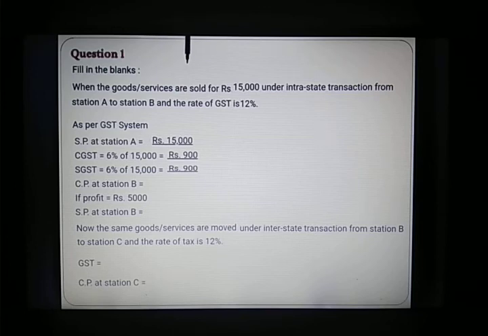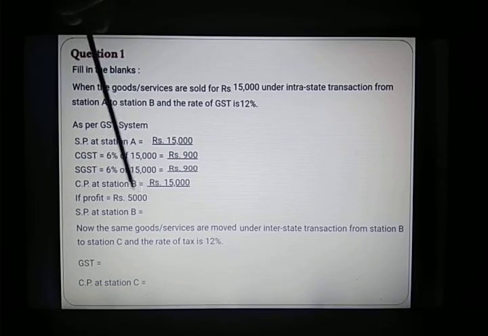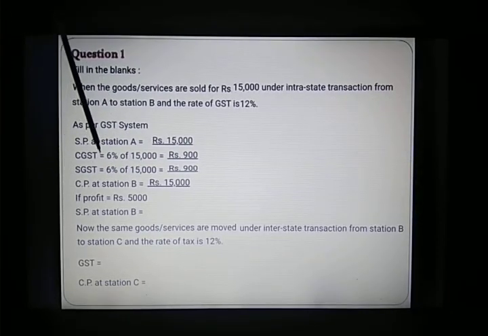Now A sold the good to B. That means the selling price for station A will become the cost price for station B, because he purchased the good from A. So my cost price at station B is going to be the same as the selling price at station A. Now it is given that the profit is rupees 5,000. That means the profit made is 5,000. So my selling price will be cost price plus profit, right? Which will be this much.